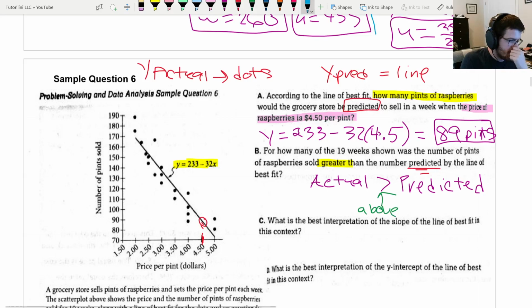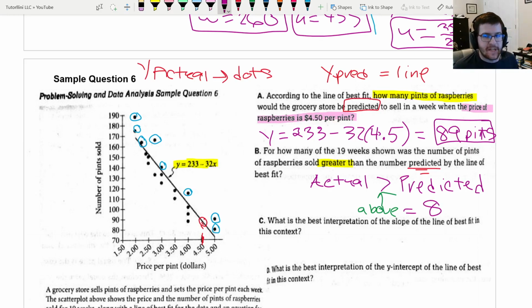So let's go through and count how many are above the line. So 1, 2, 3, 4, 5, 6, 7. Did I miss one? Oh yeah, this one right here. 8. Great, very good. Okay, so it's basically asking you how many dots are above the line. So there's 8 dots above the line.